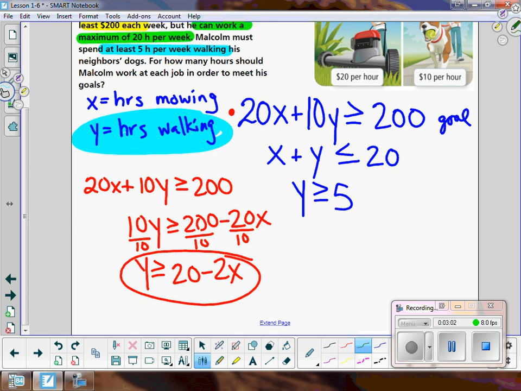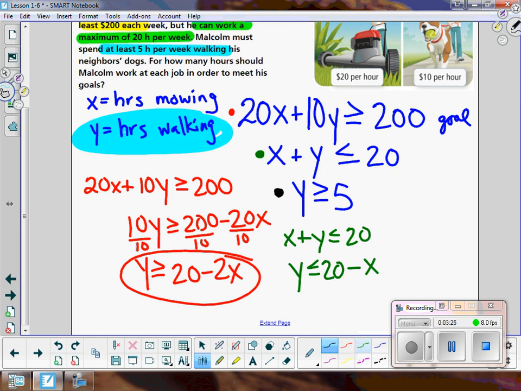The second one's a little bit easier. I'll do it in green. We simply take away x from both sides. So y is less than or equal to 20 minus x. And then the third one, we can graph y is greater than or equal to 5. That's going to be a flat line at 5, and we're going to shade above.